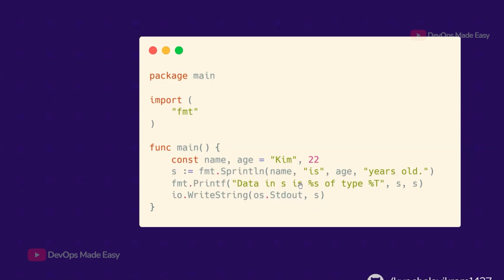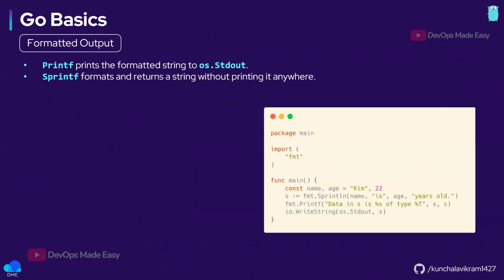So this is to create a string and then save it back to a variable, but it is not going to get printed onto the standard output unless you use another function to print it out. Now let's see a small demo.